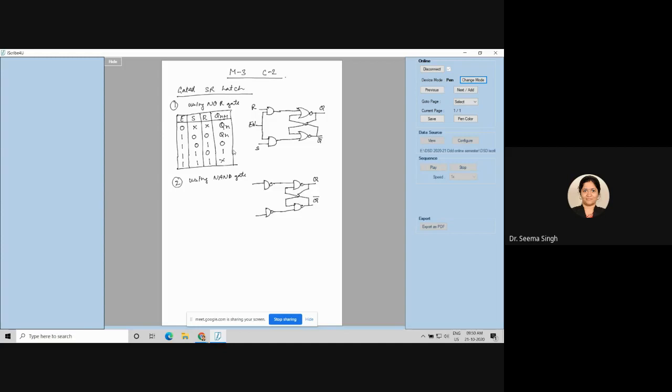So S will be top or bottom? S will be top or bottom, I am asking. For a NOR gate, top, ma'am.